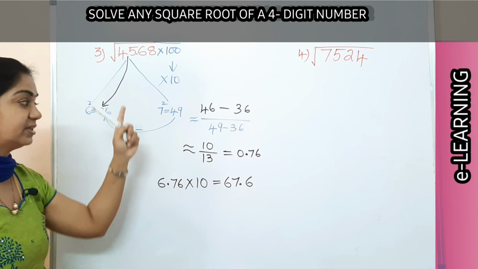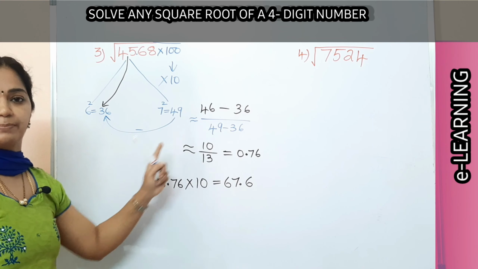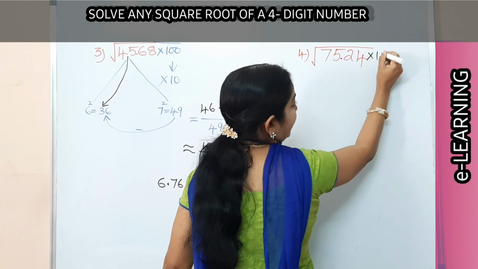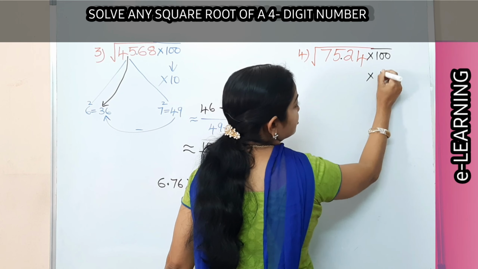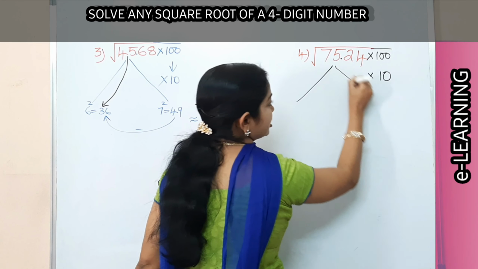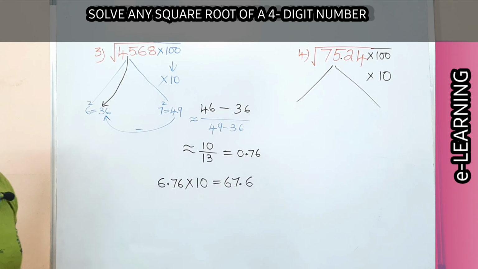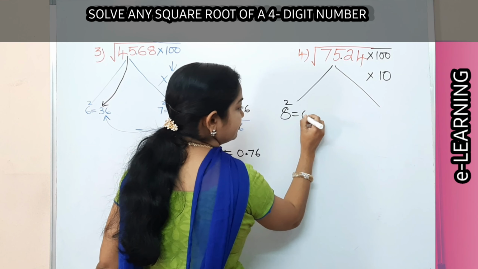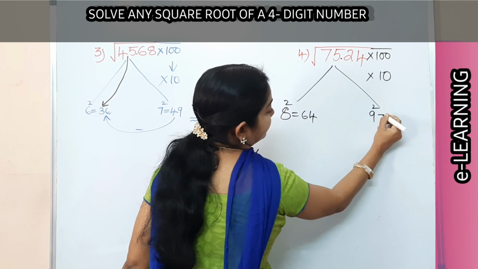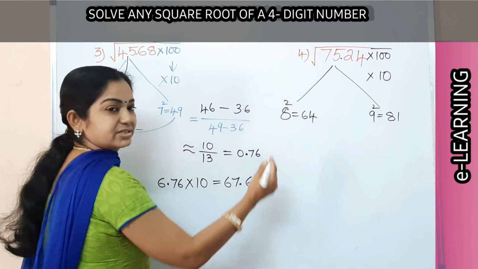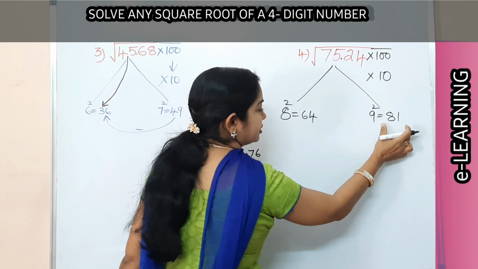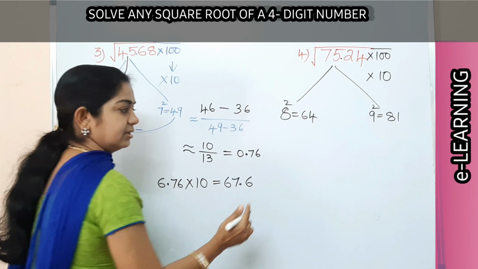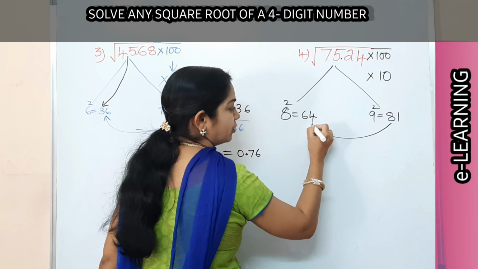Here 45 lies between 36 and 49, so 6 point something, and for the decimal digits we have to do this approximation. Now let's start the next one. Keep a decimal and multiply with 100, so this comes to into 10. Now 8 square is 64 and 9 square is 81. So 75 lies between 64 and 81. Now the answer must be 8 point something. Right. Now for the decimal part, what do we have to do?